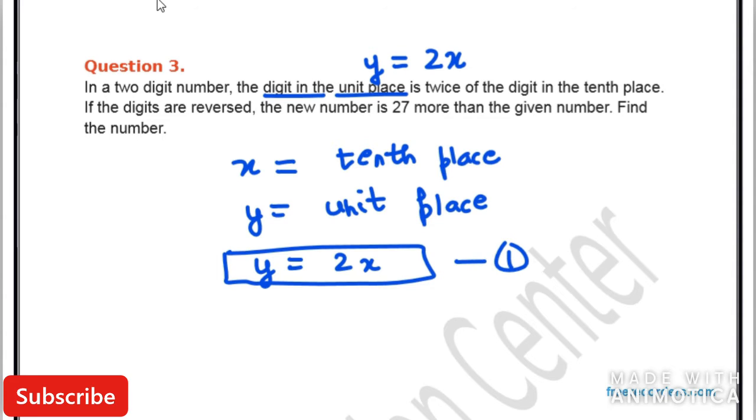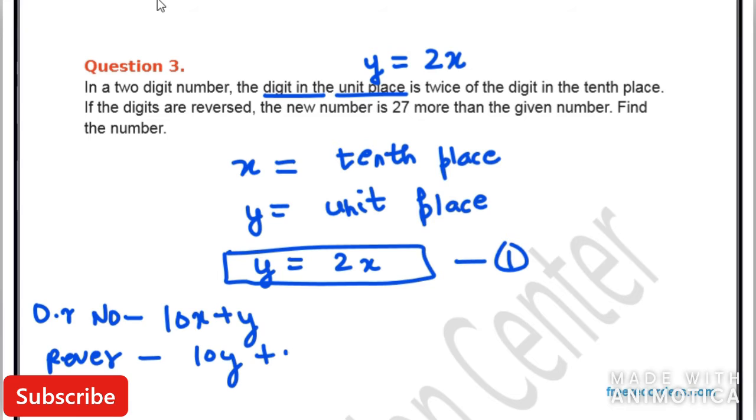Now moving on to the second one. Let us make the two-digit number first. It will be 10x plus y. Now you have to reverse it. This is my original number, and the reversed number will be 10y plus x.